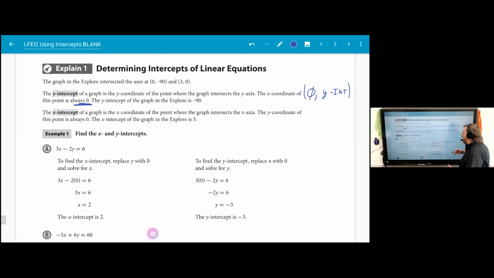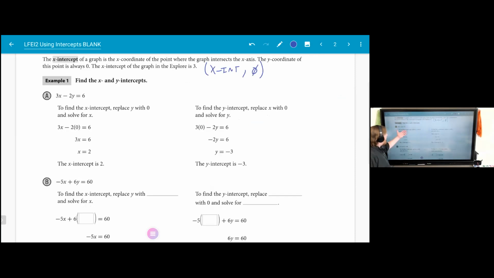The x-intercept is kind of the reverse of that. It's the x-coordinate where it intersects the x-axis. The y-coordinate is always 0. So it's going to be (x-intercept, 0) every time. So how do we find the x and y-intercepts? If we're trying to find the x-intercept, again, star this. To find the x-intercept, replace y with 0 and solve for x.